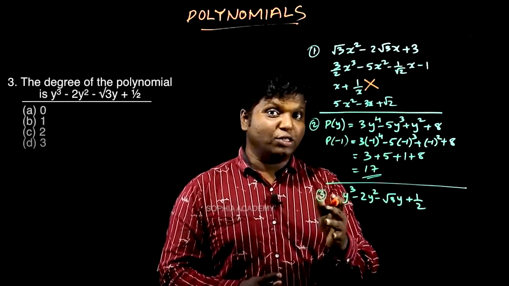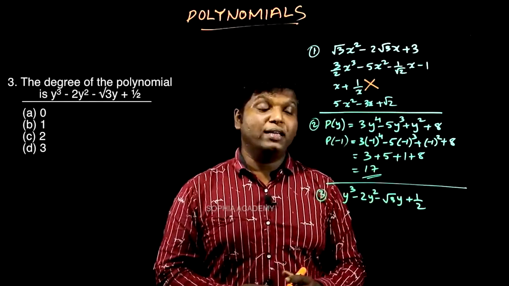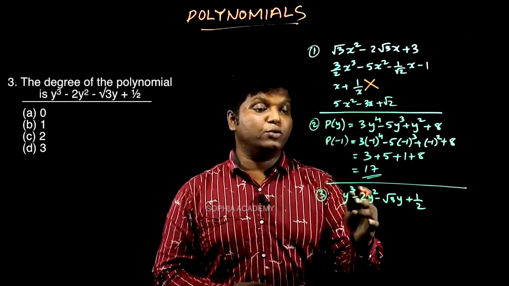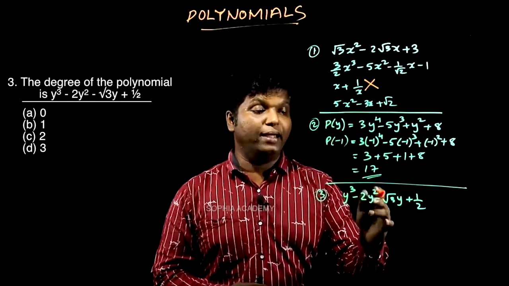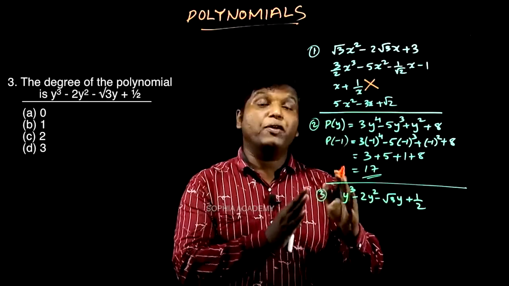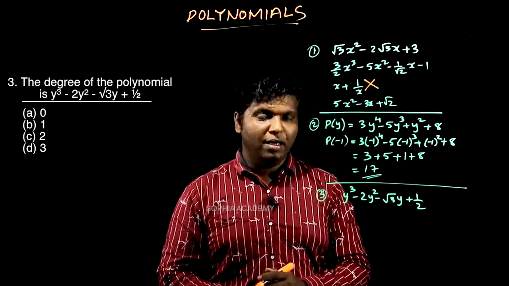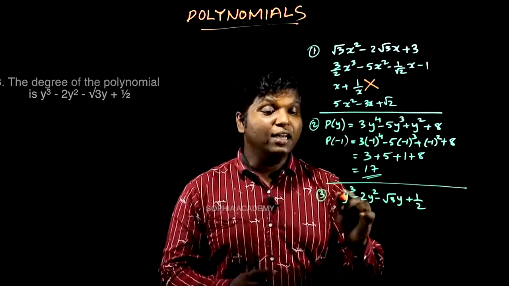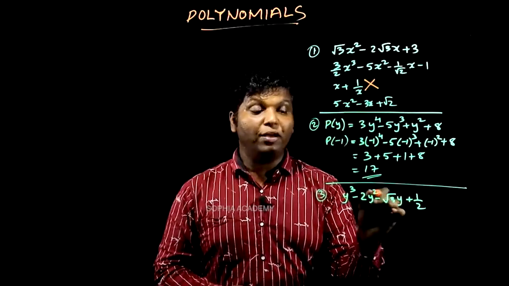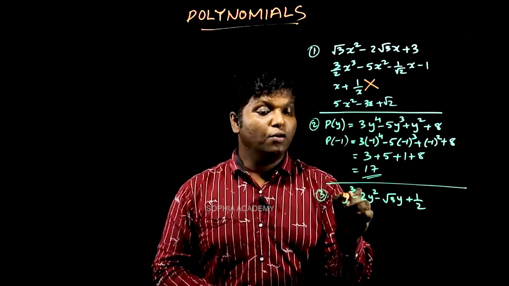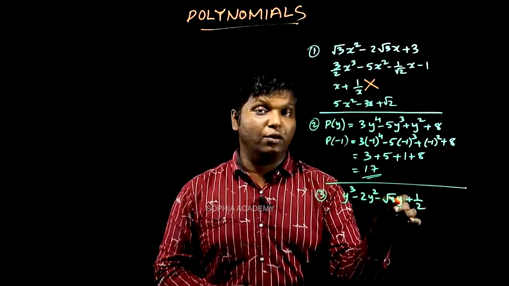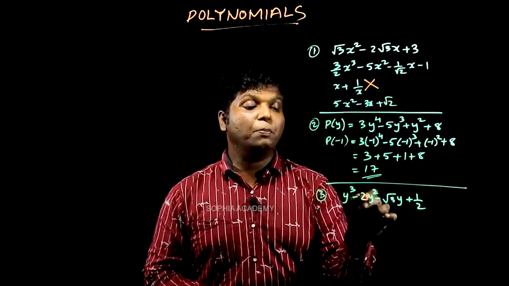So here goes the third question before you. A polynomial in y is given: y cube minus 2y square minus root 3y plus 1 by 2. You have to find the degree of this polynomial. How to find the degree? It's very easy. You have to check every variable. Here there is a variable, here there is a variable, here also you can see a variable. Now check the powers.